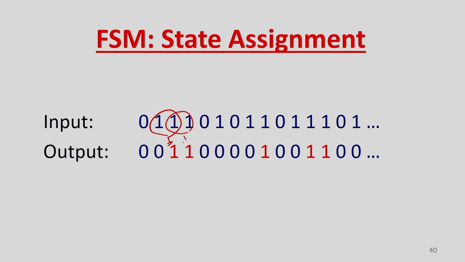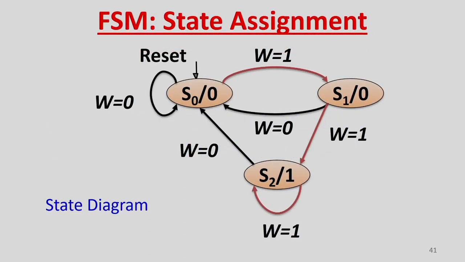In this case also it is 1. Next, in this case there is only 1 input, in this case 2 inputs, in this case it is 1, and in this case we have 2, in this case also 2. So, because of the last 2 inputs, if they are 1, then we are outputting a 1. And the FSM state diagram for this is as follows. Initially you are in state 0. If you get a 1, suppose the input W is equal to 1, then you go to state 1.